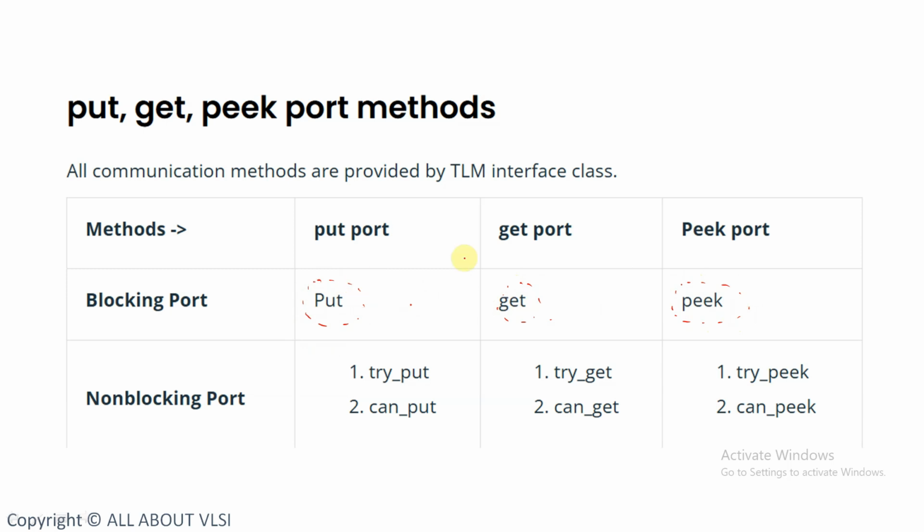Now if you want to call a put method, you are going to use put port. And if you want to call a get method, you are going to use get port. And if you are going to use a peek method, then you are going to use a peek port.